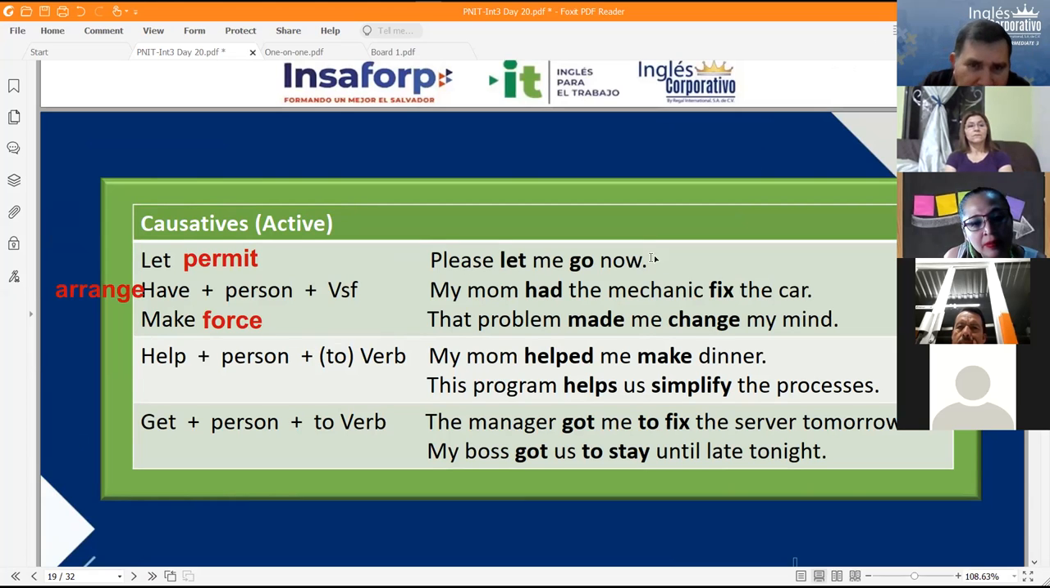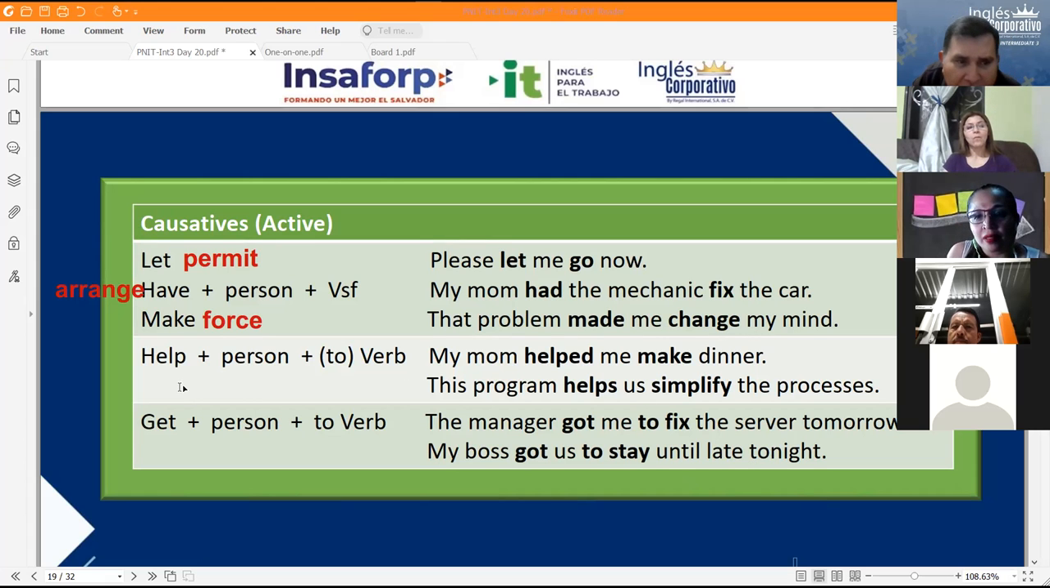Examples, please let me go now. Please give me permission to go now. Let me go now. My mom had the mechanic fix the car. Had in this case means assign, asignar, right? In Spanish, we say poner. Puso al mecánico, arregla el carro. So we say, my mom had the mechanic fix the car, okay? That problem made me change my mind, okay?